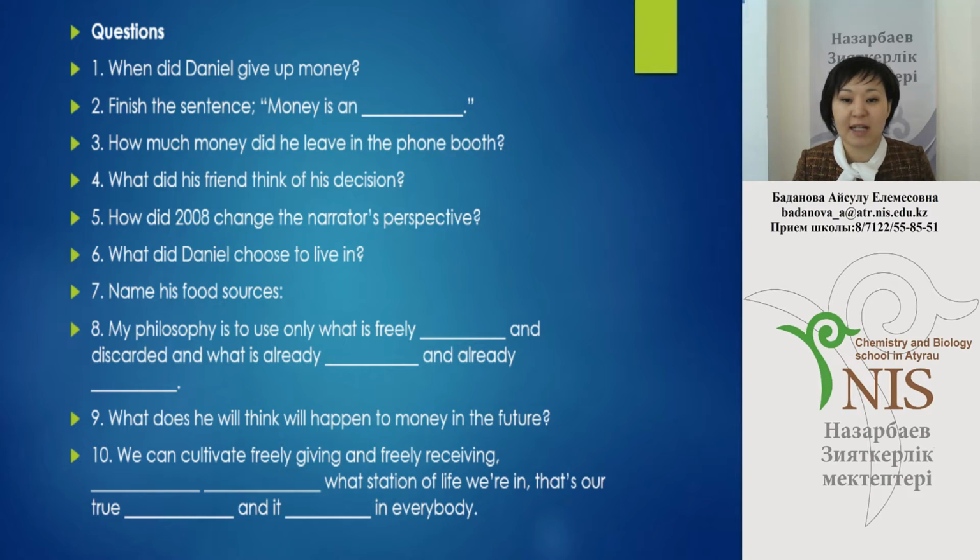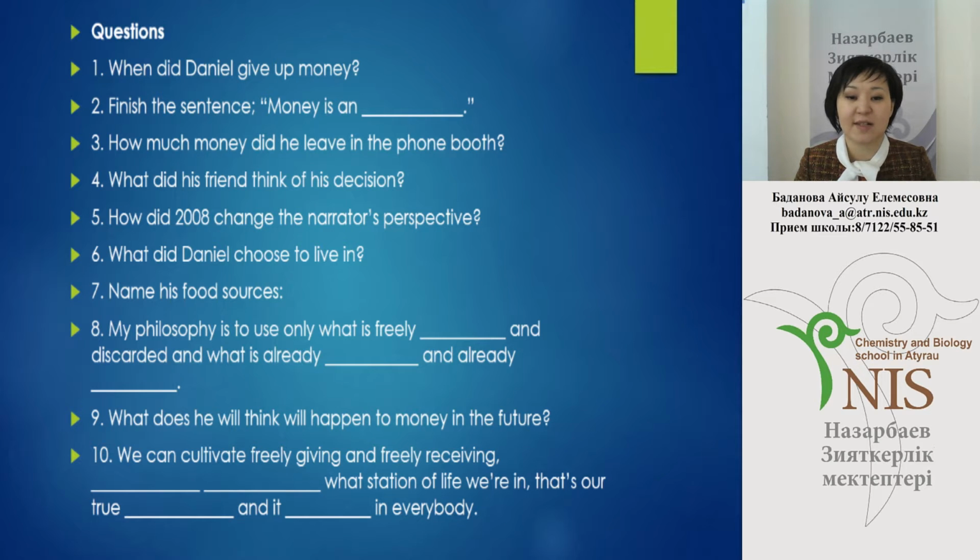How much money did he leave in the phone booth? Who remembers that? It's very specific information. How many dollars? Maybe it wasn't dollars, it was a different currency. Yes, it's $30. Very good. What did his friend think of Daniel's decision? If you see someone who says no to money, what would you think? Yes, that he is crazy.